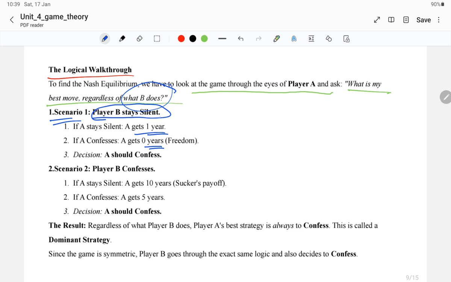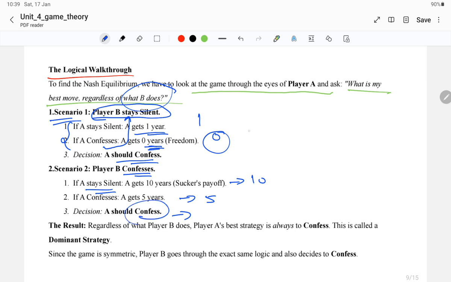That is true, right? Because A has deviated from player B, he will get 0 years, but B will get 10 years. But if A stays silent, A will get 1 year. So he understands that in these two cases, it is either 1 year or 0 years, so he is going to confess because 0 is the least here. In scenario 2, player B confesses. If A stays silent, he will take 10 years, whereas if A confesses, he will get 5 years. So in this scenario also, the result is that A should confess.